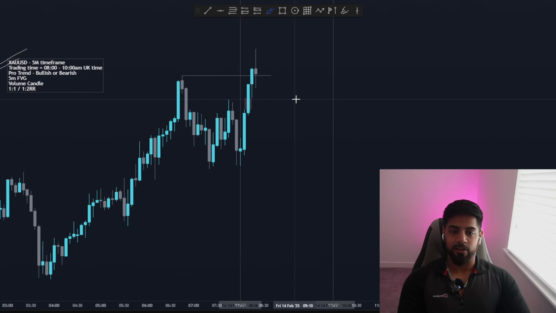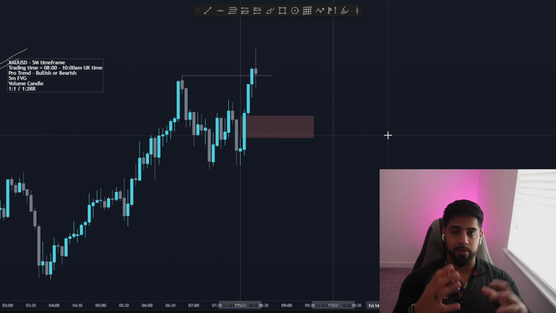So with that knowledge, what can we now do? Well, we can actually get rid of the very first fair value gap and only take our entry on the second fair value gap. Now again, this comes with time, this comes with knowledge, this comes with backtesting where you're spending time in the market.